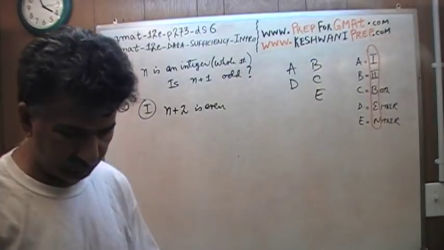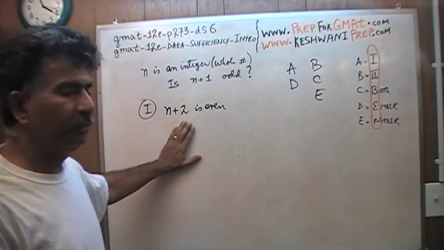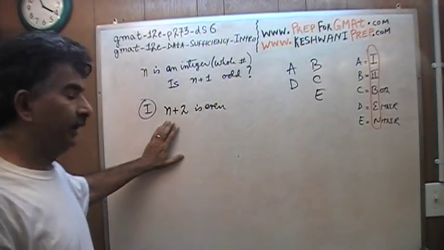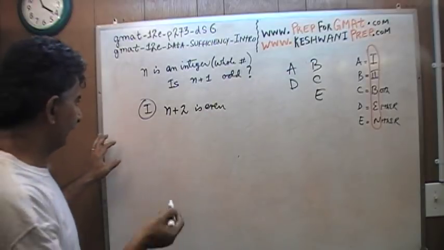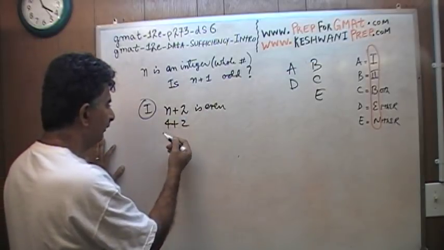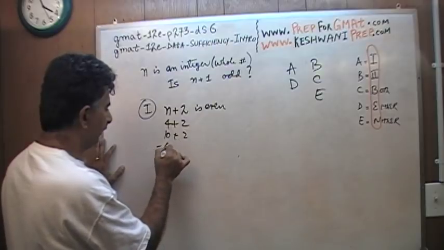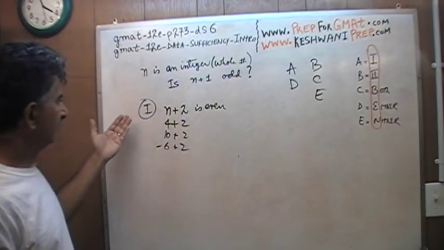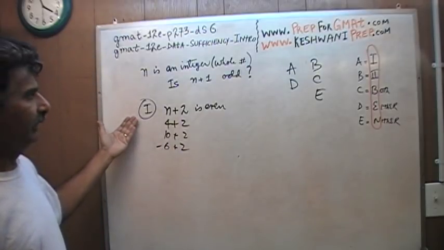Well, when is that possible? When is an integer plus 2 an even number? When n is an even number. So, for example, 4 plus 2 would be even. 10 plus 2 would be even. -6 plus 2 would be even. So the first statement does tell me that n is even. And that's what we want to know.